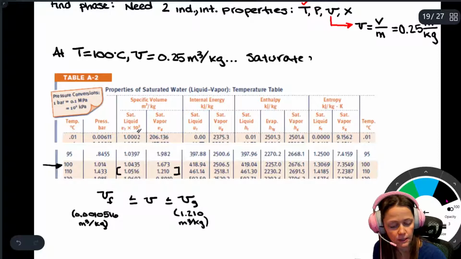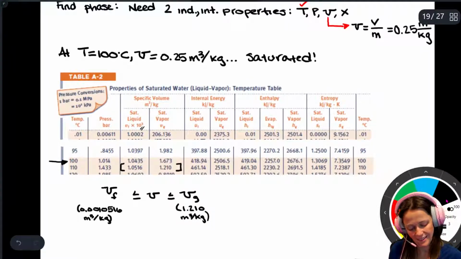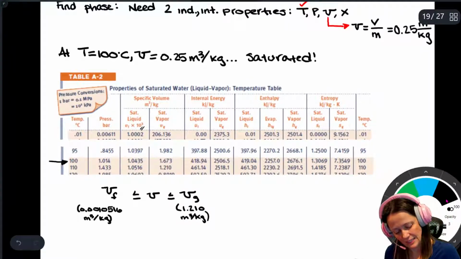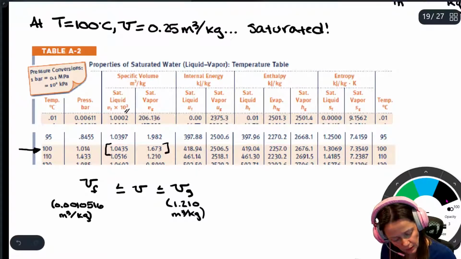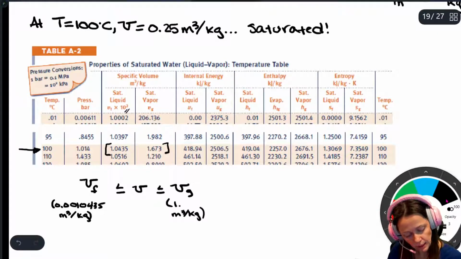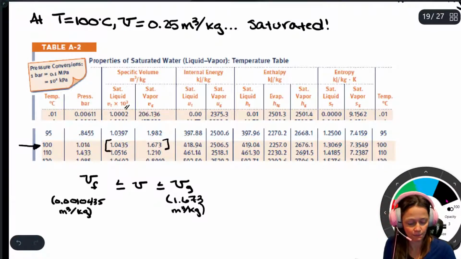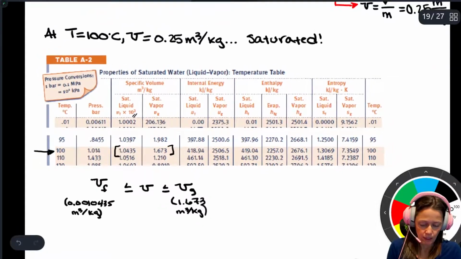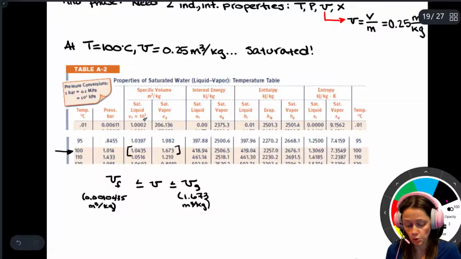Sorry, I'm confused. Are we using the temperature for 110 or 100? Guess it doesn't matter, it's going to tell us the same thing, but yeah, sorry about that. Thank you. So my eyes were crossed there. So this would actually be 0.0010435, and then this would be 1.673. Thank you very much. I appreciate it. All right, but still same thing. It is going to still be saturated, so great.